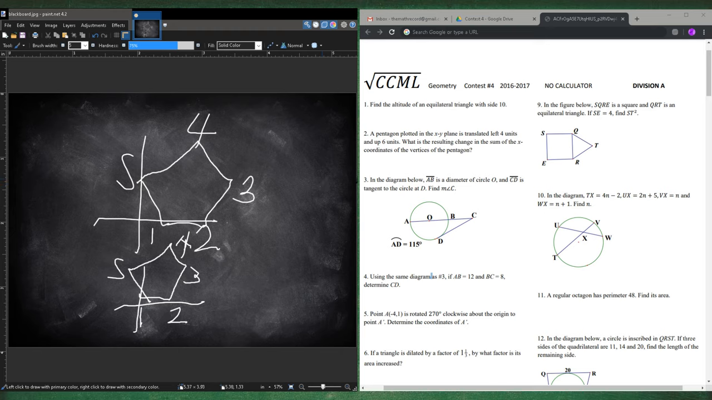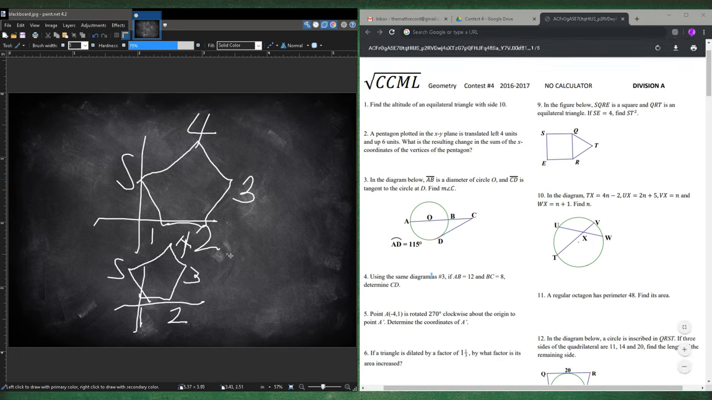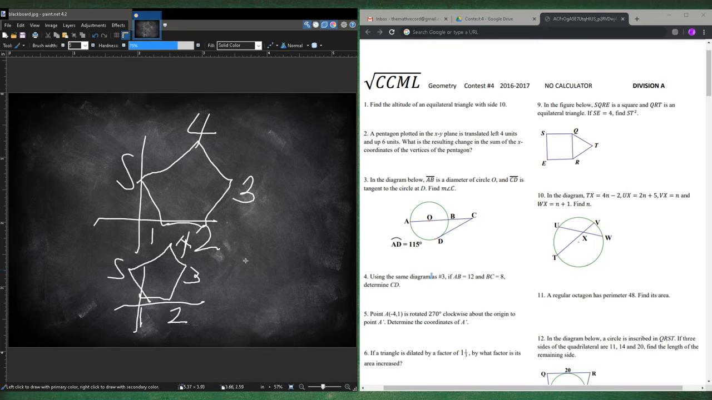Since going up or down does not change the sum of the x-coordinates, the only change to the x-coordinates is when it's moving right or left, so only the 4 is the one changing. Since each point is moving 4 to the left, it's moving negative 4, because it's going left. And there are 5 points because it's a pentagon, so just multiply by 5, and the change is negative 20. Basically just that simple.